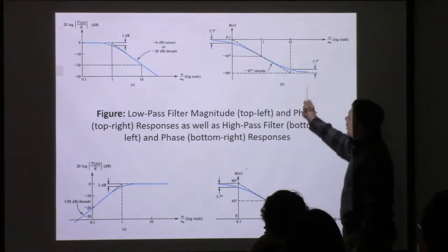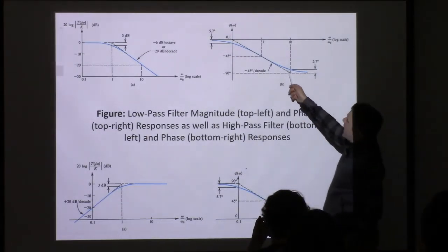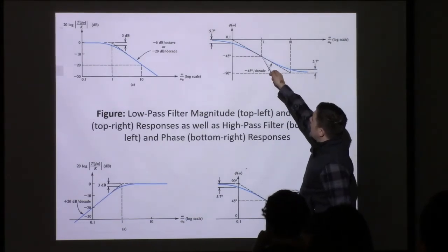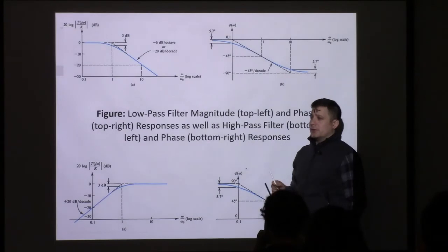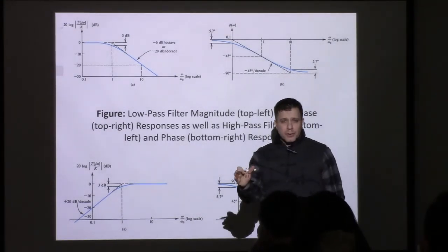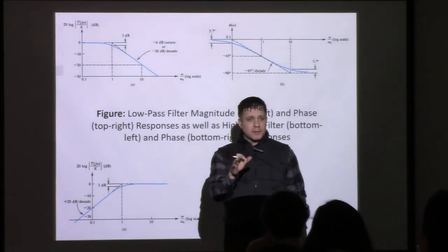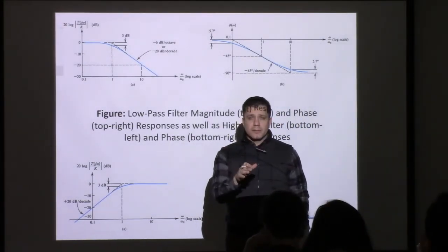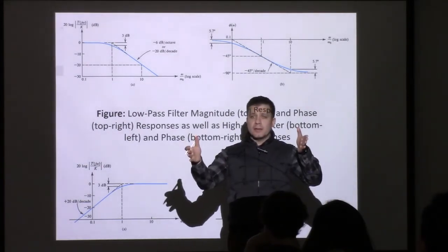Now, we haven't talked about the phase response that much. For the low-pass filter, the phase shift at the corner frequency is negative 45 degrees. So what that means is, if you have a low-pass filter and you put in a sine wave at that frequency, okay, at the corner frequency, the output you get will be shifted 45 degrees from the input.